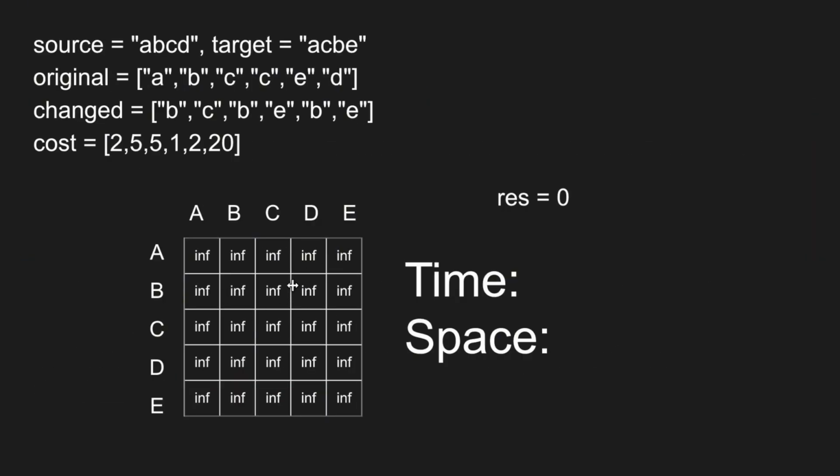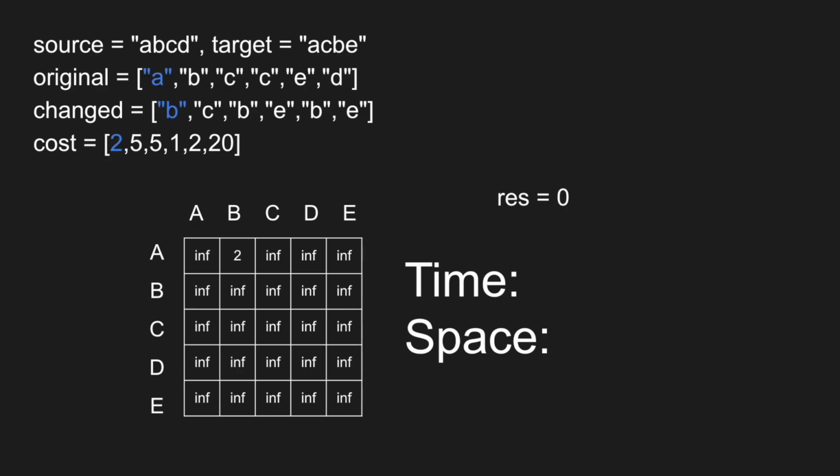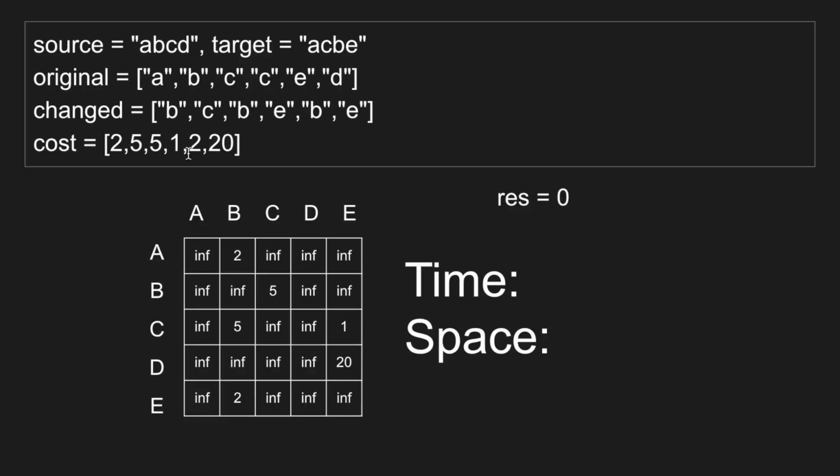And by the way, this should be 26 by 26, but that will be way too large for me to set up. So I only set up from A to E because that's all we need for this example. So A to B will cost 2, B to C will cost 5, C to B will cost 5, C to E will cost 1, E to B will cost 2, and D to E will cost 20. And now we will do the triple nested for loop.